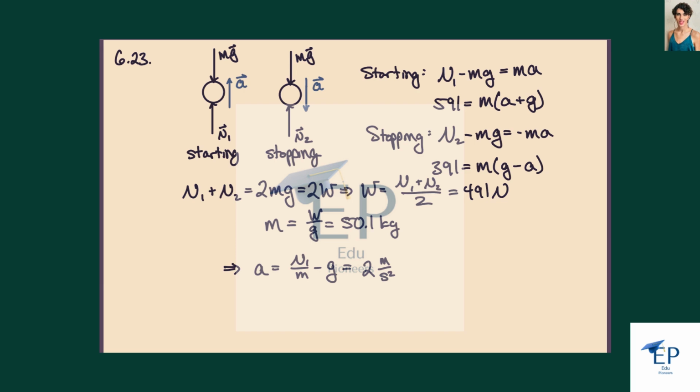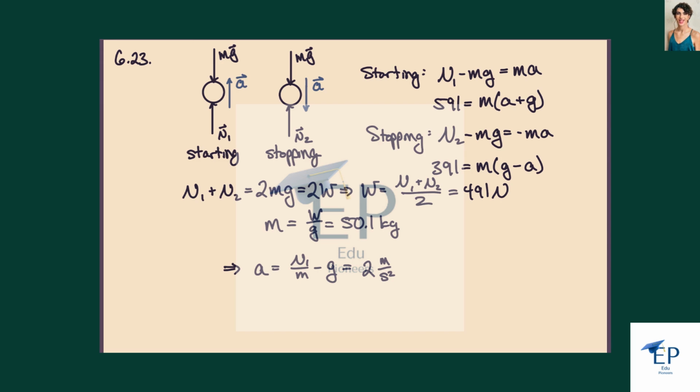So we want to assume the magnitude of the acceleration is the same during starting and stopping. And we want to determine the weight of the person, the person's mass, and the acceleration of the elevator. Okay, so we have two cases here. I've just illustrated schematically. This is when the person is accelerating up, and this is when they're accelerating down.